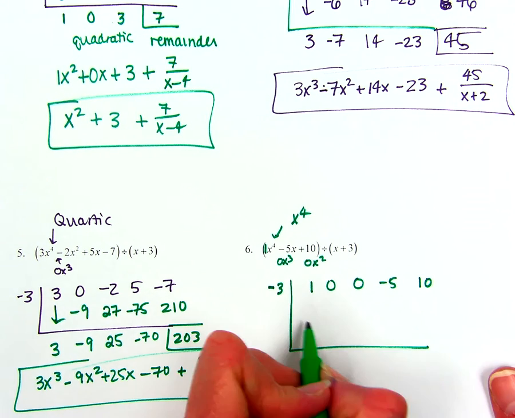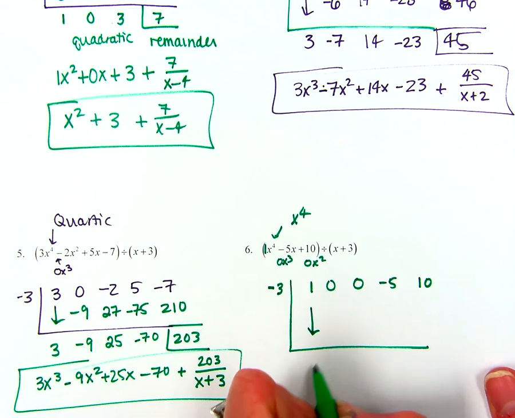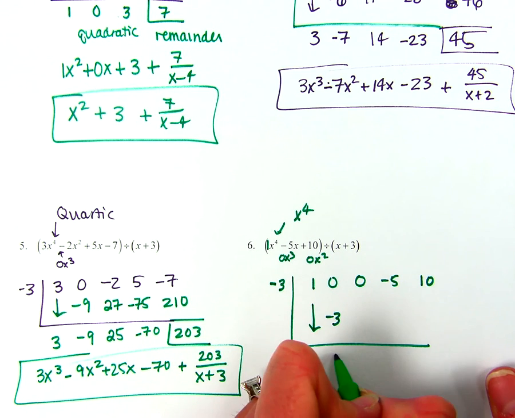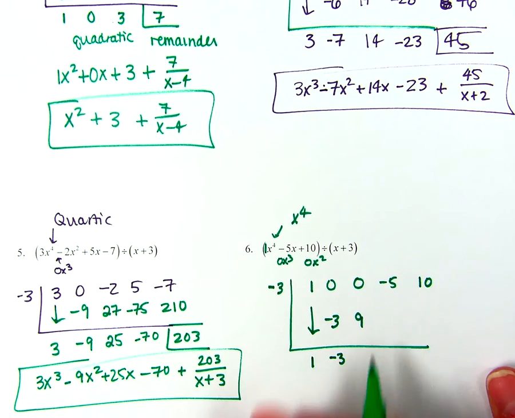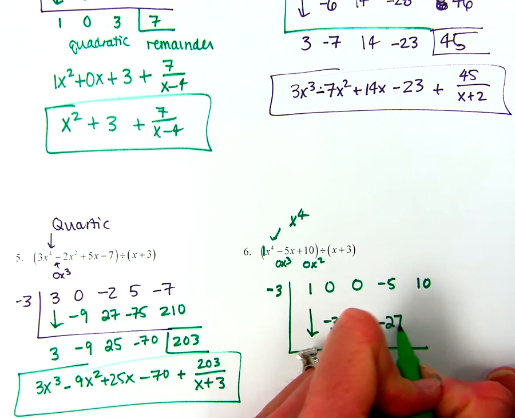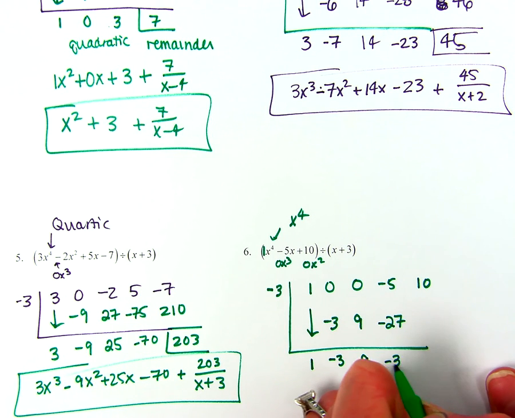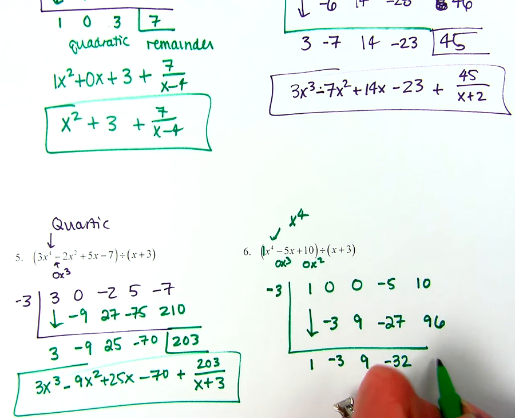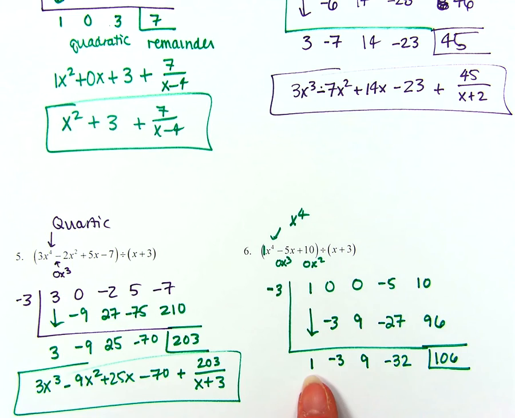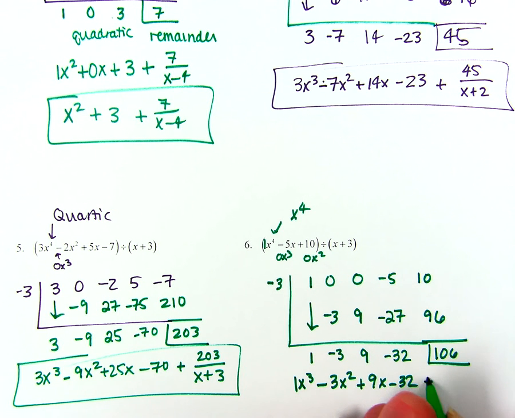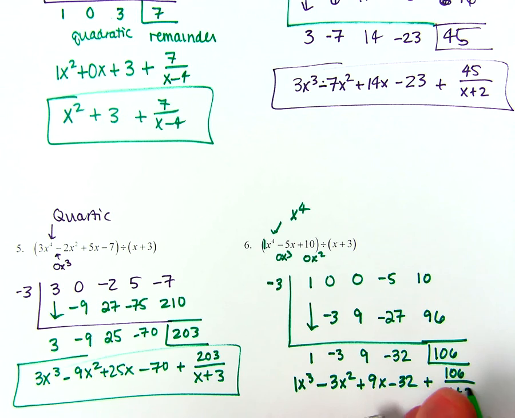Okay, so I know I'm doing some of the adding and multiplying quickly, but you can use your calculator if you don't trust me. So we bring down the 1, you multiply, you get negative 3. You add, you get negative 3. Multiply, you get 9. You add, you get 9. Here you're going to multiply, you get negative 27. Then you add, you get negative 32. When you multiply, you get 96. And when you add, you get 106. Okay, so remember this was x to the 4th, so this is 1x cubed minus 3x squared plus 9x minus 32, and my remainder is 106 over x plus 3.